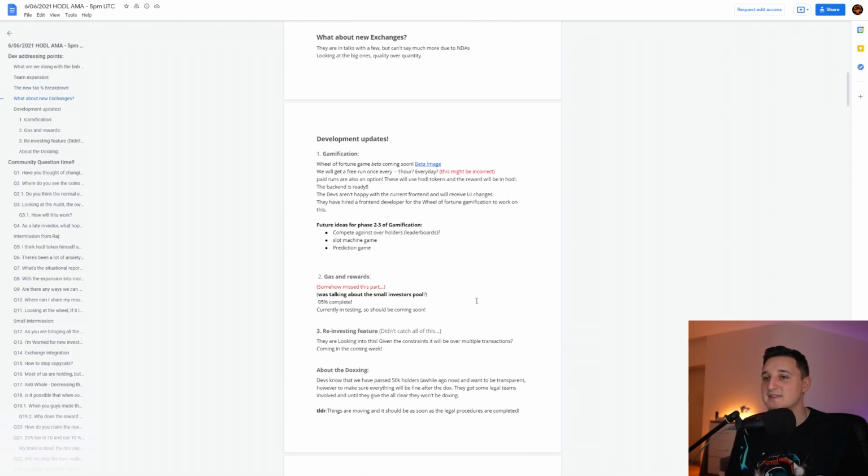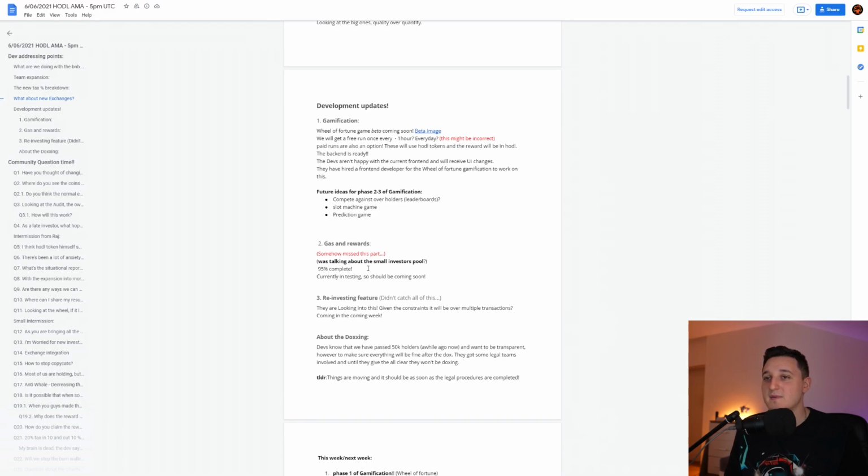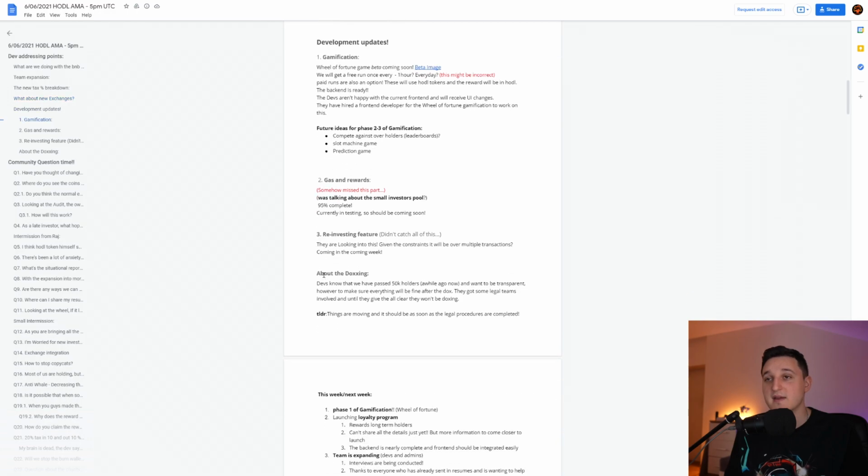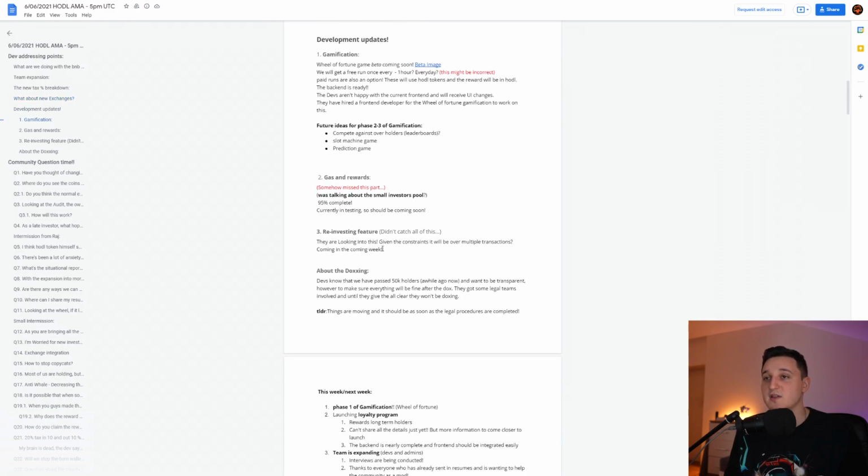Okay, gas and rewards. Somehow missed this part. Okay, was talking about the small investor pool. 95% complete, currently in testing, so should be coming soon. Reinvesting feature, didn't catch all of this. So they are looking into this. Given the constraints, it will be over multiple transactions coming in the next coming weeks.